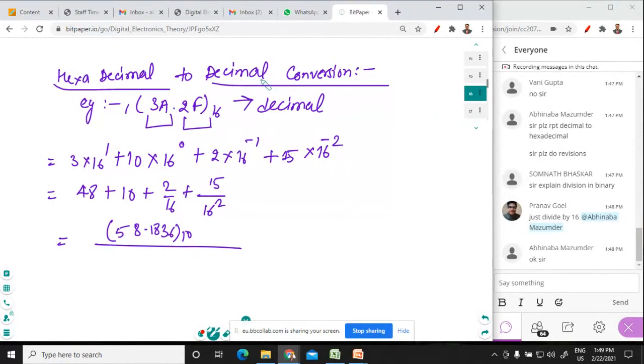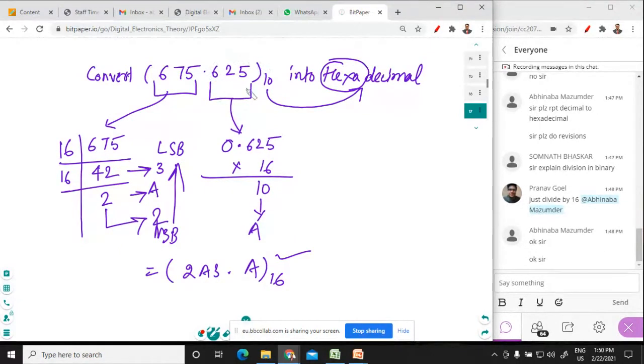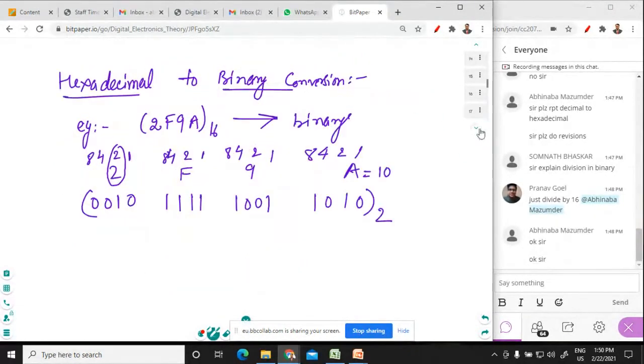But when you move from decimal to hexadecimal, you have to divide that number by the base of that number. So the base is 16. You have to divide it by 16 and write your number from MSB to LSB. Clear? And after the decimal point, you have to multiply it by 16. So we have seen this conversion part in the last session.